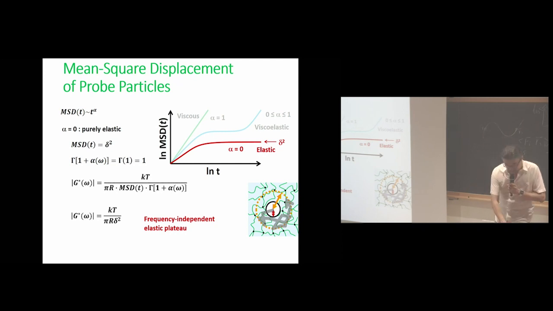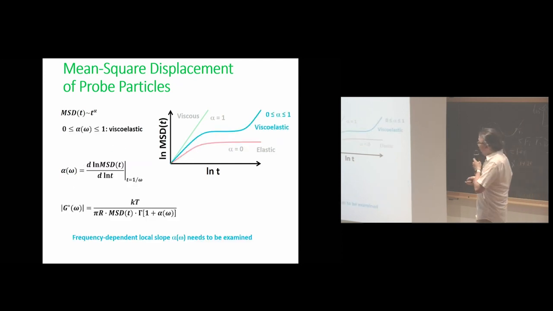Okay? And in between, you have viscoelastic solution that we are interested in, and then the slope is changing between 0 and 1, depending on the time scale. So in that case, you need to calculate this slope alpha as a function of frequency. Okay?